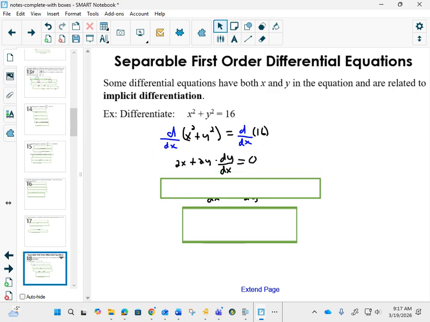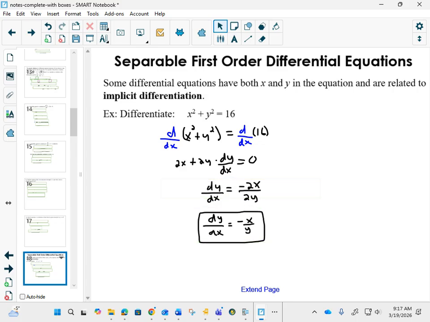So the derivative of x squared is 2x. The derivative of y squared would be 2y, but because we had a y, we have to do the chain rule and multiply and get a dy dx. And the derivative of 16 is 0, so we could rearrange this, and we would get dy dx equals negative 2x over 2y. In other words, dy dx is equal to negative x over y.